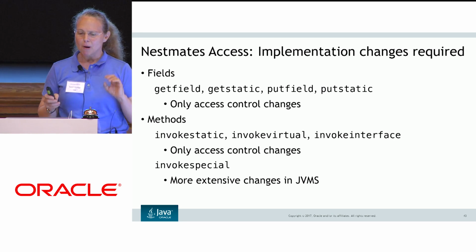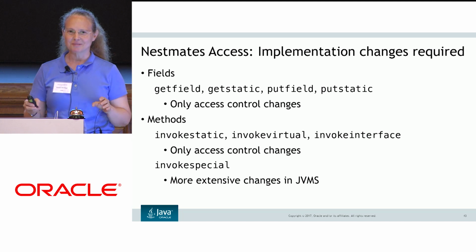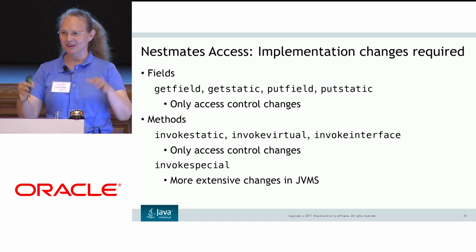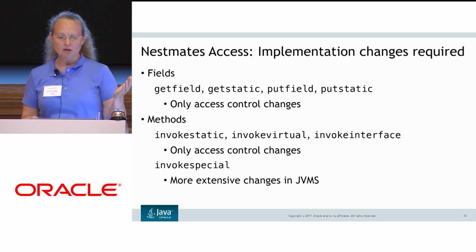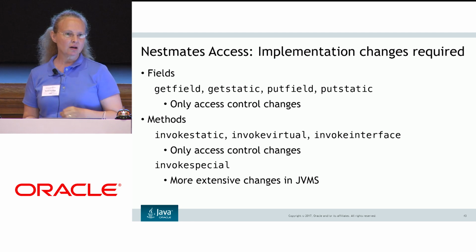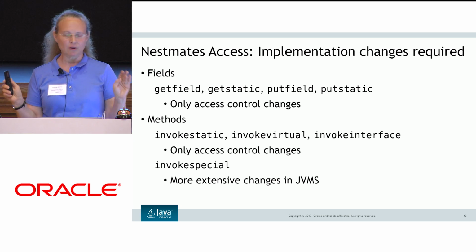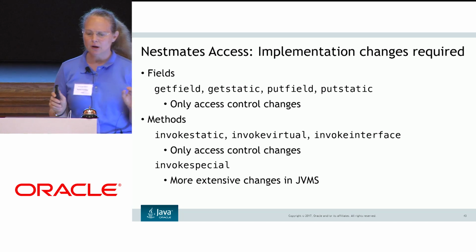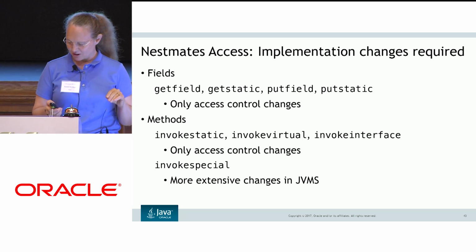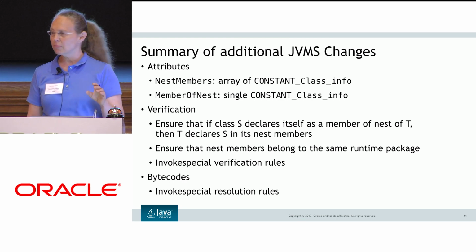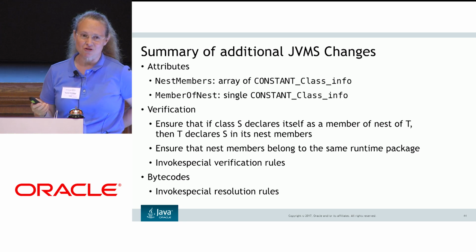Implementation changes required. Most of this is pretty straightforward, clear, and clean, okay? And this is where most people would say, yeah, just add nestmates, right? It's just easy. Most of it is clean. So for field access, getfield, getstatic, putfield, putstatic, all we need are the access control changes, and it just magically falls out. And we like it when something is clean and just magically falls out. For methods, invokestatic, invokevirtual, invokeinterface, yes. Invokespecial, darn. Okay, so this is the hard part where people can feel free to leave or doze. Actually, that's invokespecial, which is the next slide.